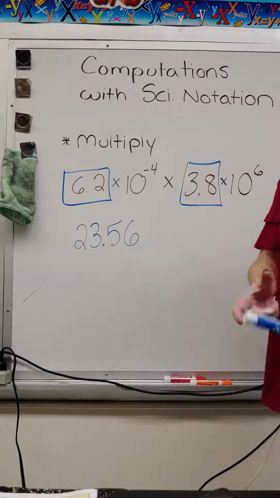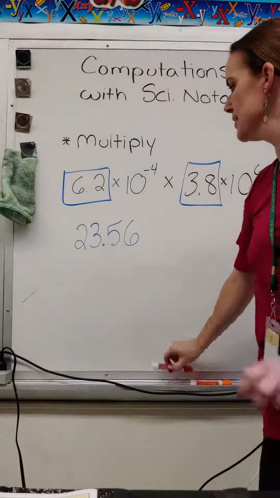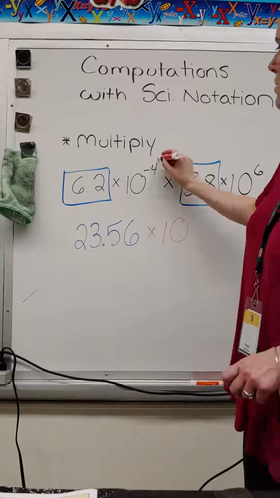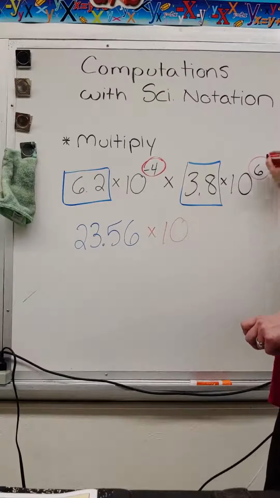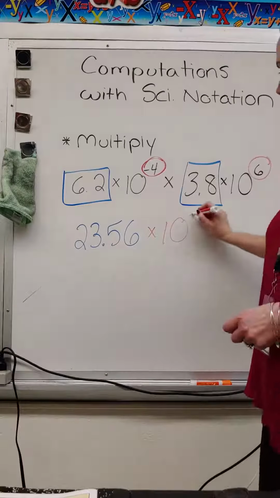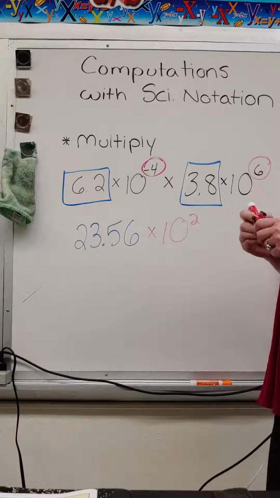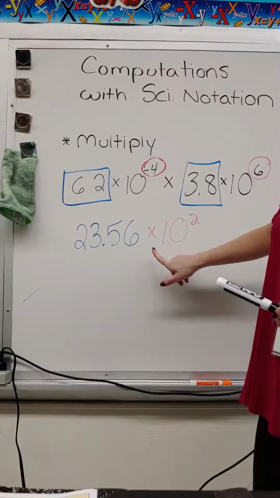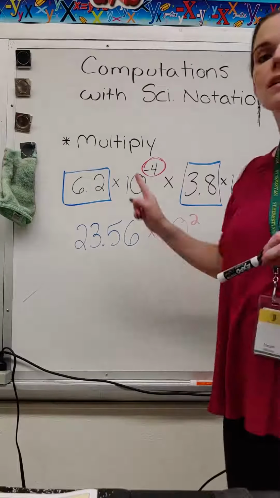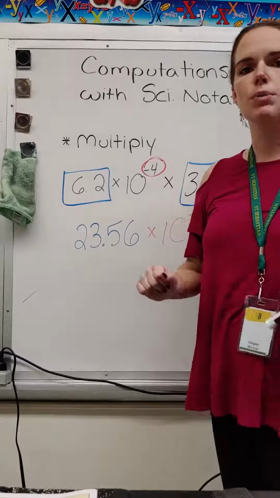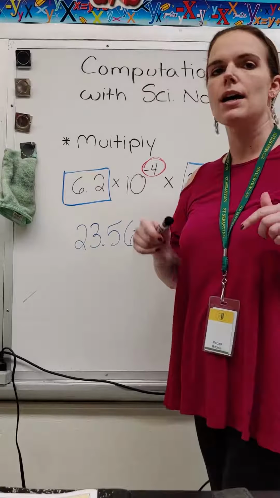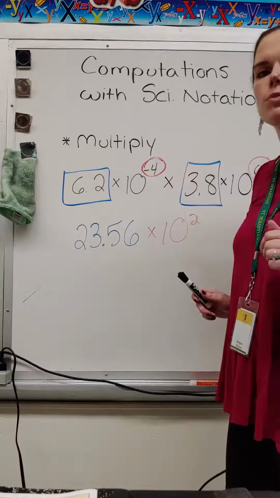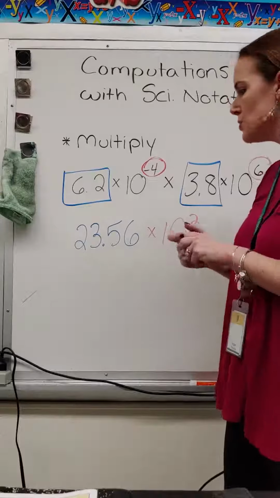And then that answer is going to be times 10, and we're going to add our exponents. So this time we've got a negative 4 and a positive 6, which will give us a positive 2. So this answer, 23.56 times 10 squared, is the correct answer to this multiplication problem. However, this time it's not in scientific notation. So you need to manipulate it to make it in scientific notation.